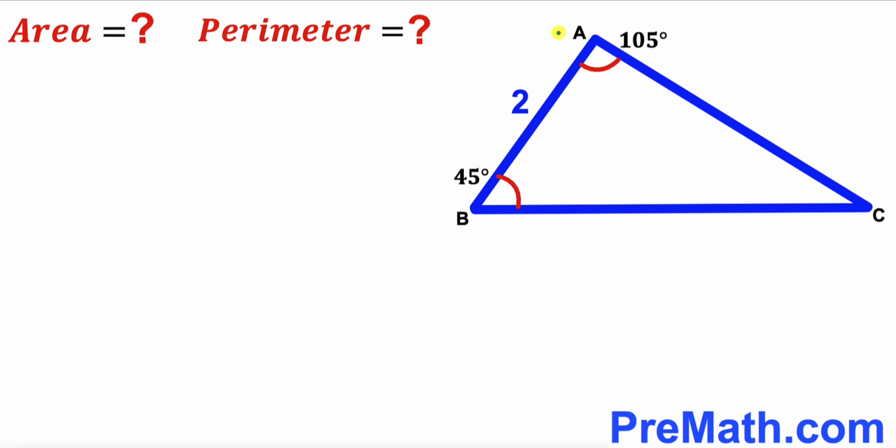We have this scalene triangle ABC, as you can see in the given diagram, such that its side AB length is 2 units, and moreover, this angle BAC is 105 degrees, whereas this angle ABC is 45 degrees. And now our task is to calculate the area of this given triangle ABC, and we are going to calculate the perimeter of this very same triangle as well.